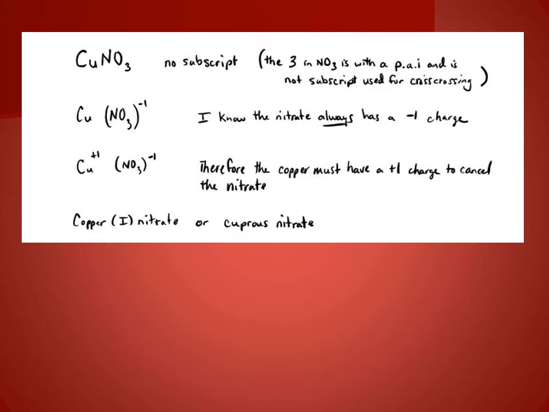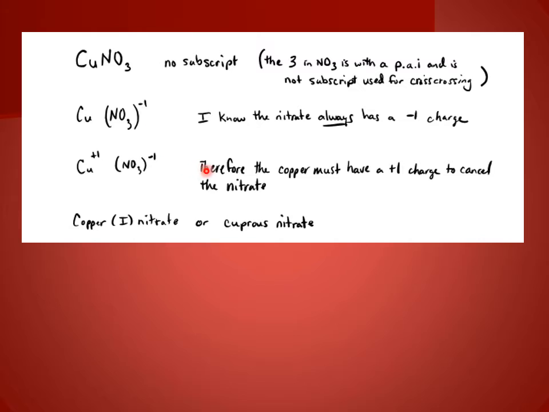Okay, here's that first example I just told you about. I will breeze over this quickly because I just explained it. So CuNO3, no subscript. This explains about the nitrate, and you can't use the 3 from nitrate as subscript. Well, I do know that the nitrate is a negative 1 because I can look that up.